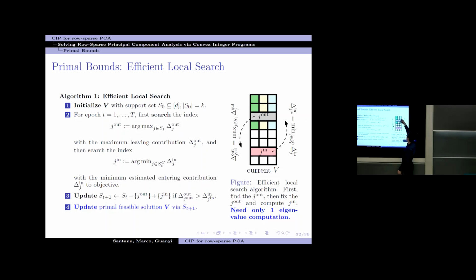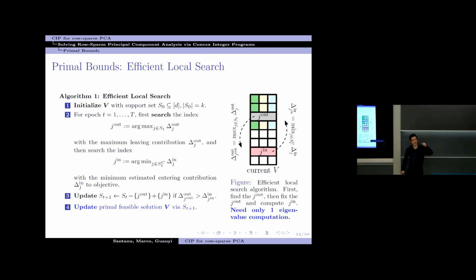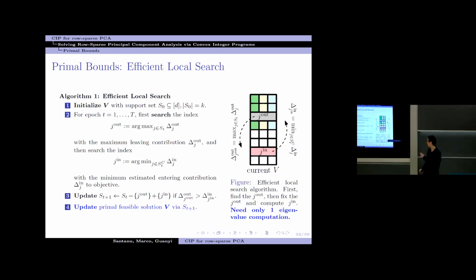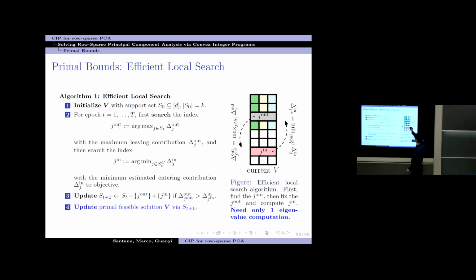for the current support set, for each row, we compute a value corresponding to each row as a tester or an estimator of how important this row is. And similarly, for the rows that are not in the current support set, we also compute a value to denote the weight of the row that's not in the support set. And then we do a switch.